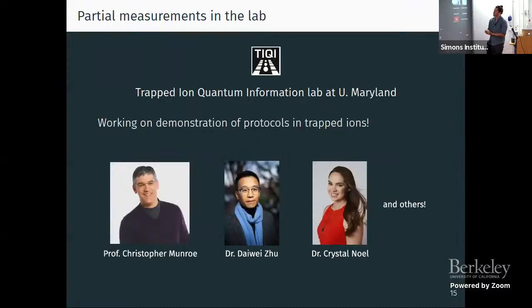Okay, so for the partial measurement thing, I just wanted to use this to highlight some really cool experimental work that's going on. Some folks at the University of Maryland, soon to be moving to Duke, have been working on demonstrating these protocols in trapped ions. This is the team, among other people, and also, on the theory side, we've been working with Thomas and Umesh and other folks on this as well. The main thing I wanted to show here is that partial measurements in the lab are actually coming along pretty nicely.